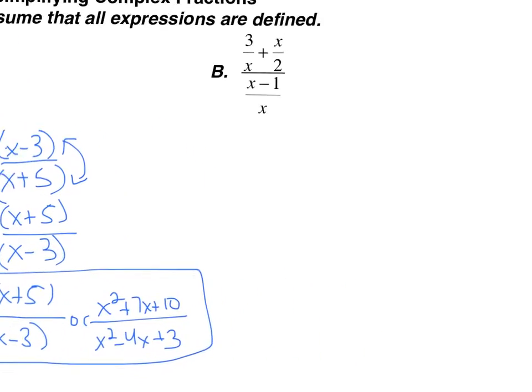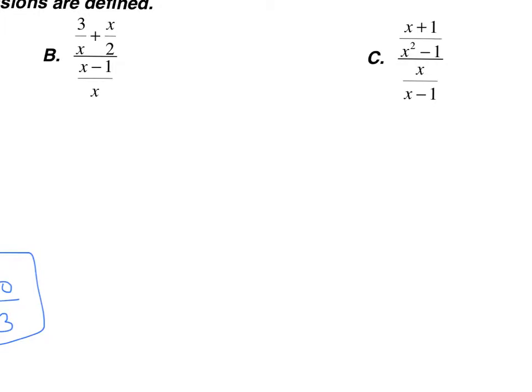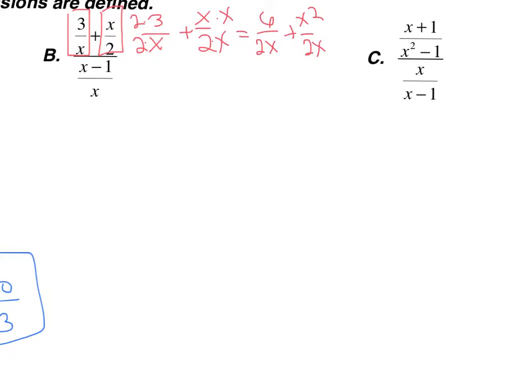Okay, let's look at B. In B, we have two fractions in the numerator: 3 over x and x over 2. So we're going to write 3 over x plus x over 2. That has to be one fraction in order to simplify. So I need a common denominator: times 2 on top and bottom on this side, and the other needs the x from the other fraction. So we have 2 times 3 is 6 over 2x, plus x times x is x squared over 2x. That becomes our numerator when we combine it together.